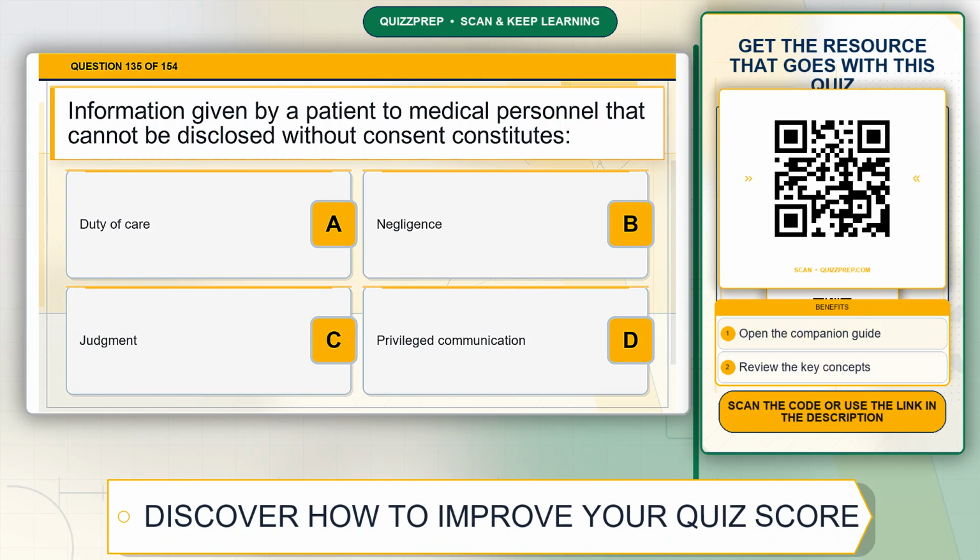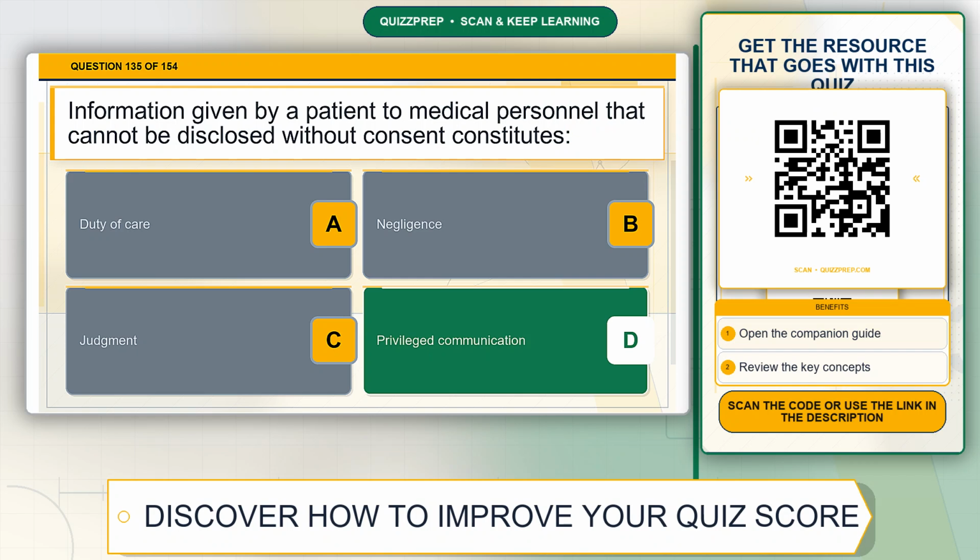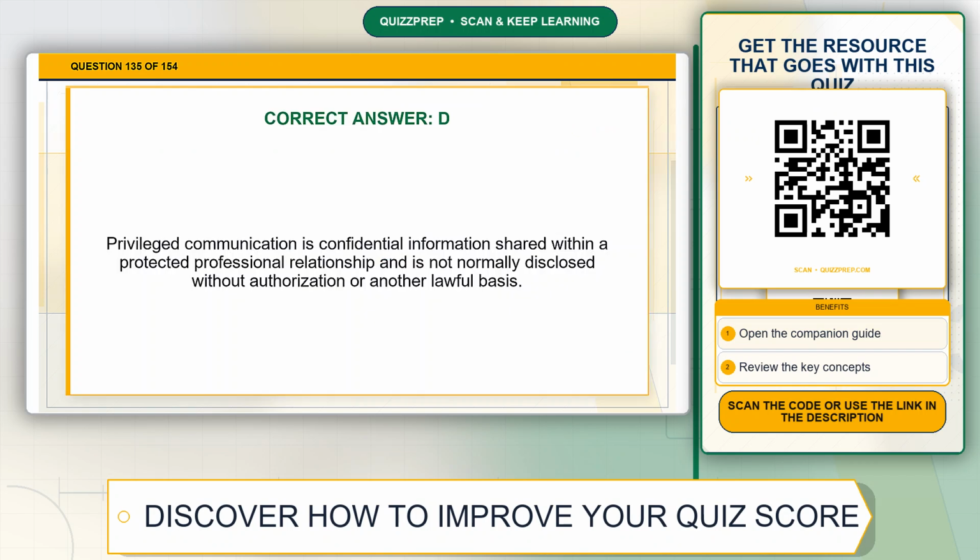Question 135. Information given by a patient to medical personnel that cannot be disclosed without consent constitutes option A, duty of care, option B, negligence, option C, judgment, option D, privileged communication. The correct answer is option D, privileged communication. Explanation. Privileged communication is confidential information shared within a protected professional relationship and is not normally disclosed without authorization or another lawful basis.